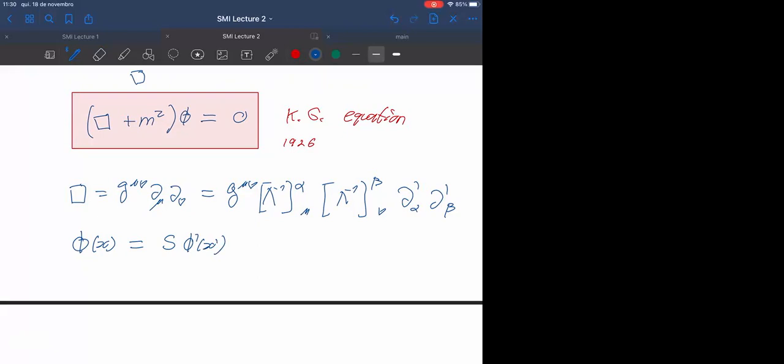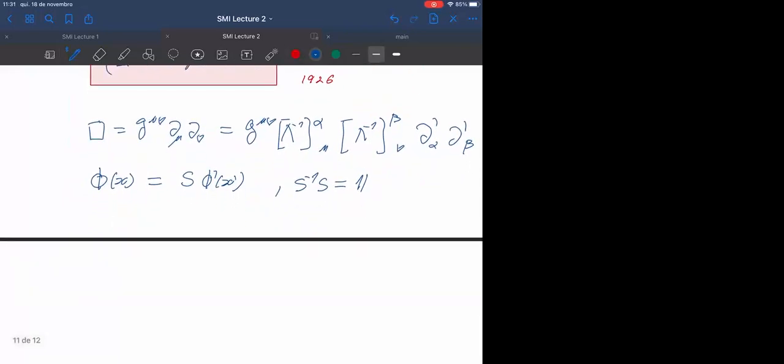What we need here is that this S is a unitary transformation such that S minus 1 S equals identity. So we have this property. And now we can just pick up the Klein-Gordon equation and study its covariance and see what is the condition on this S transformation. So picking up the Klein-Gordon equation again, g mu nu d mu d nu plus m squared.